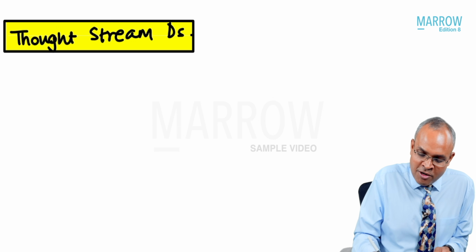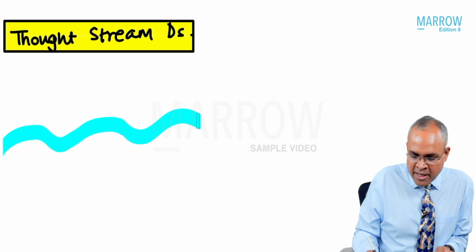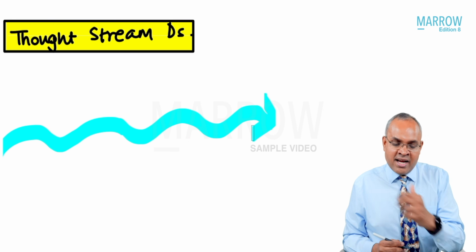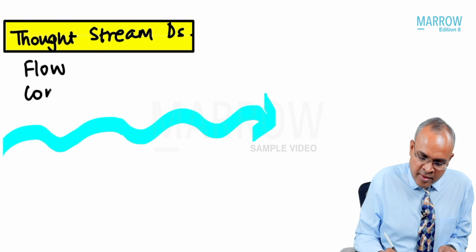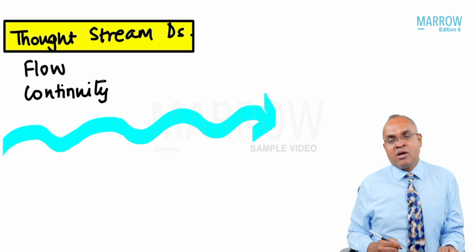Next is thought stream disorder. When I say the word stream, what comes to your mind? It is that flow, right? So when you're talking about thought stream disorder, we are talking about two things: flow and continuity. Flow and continuity. This is what we are talking about.